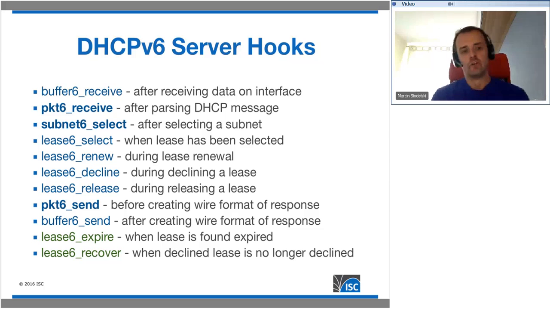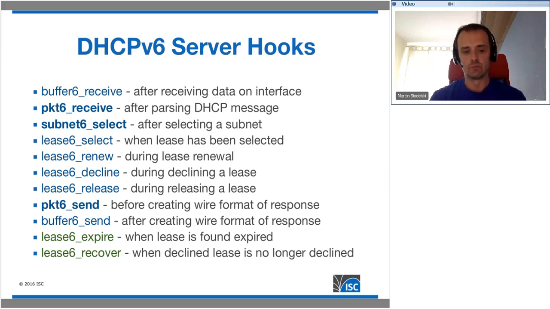The blue names here are the hook points that pertain to packet processing. So for example, the buffer6_receive hook point is reached when the server receives a packet from the client and is about to parse it. Before it parses it, it will invoke the callout associated with the buffer6_receive hook point, right?